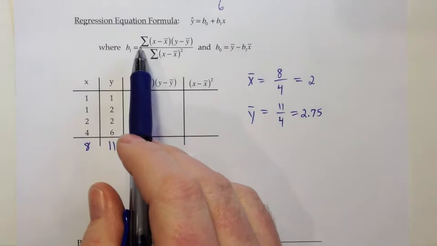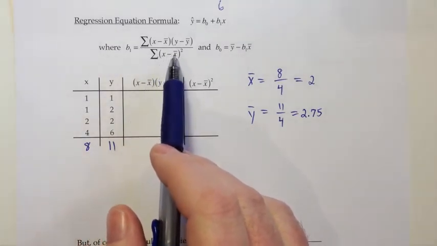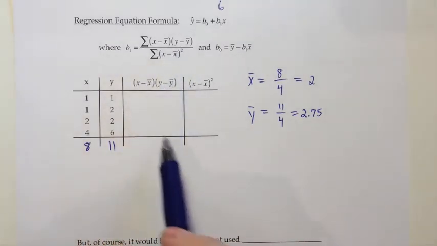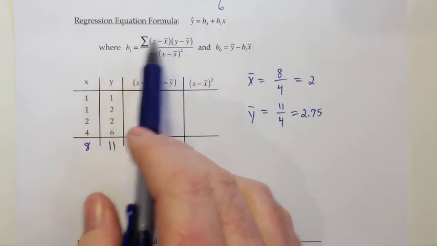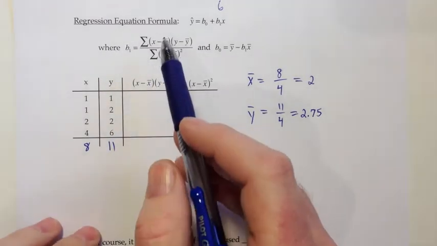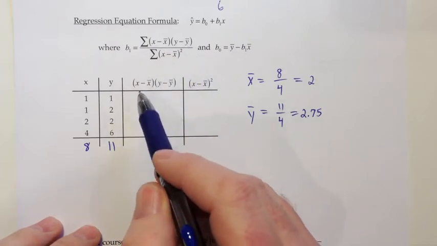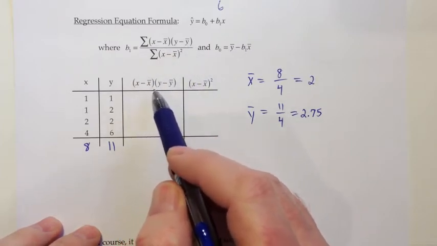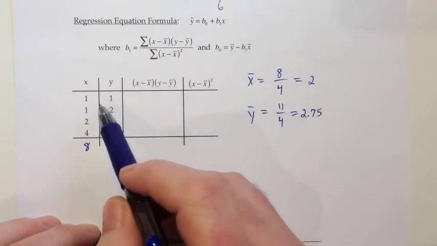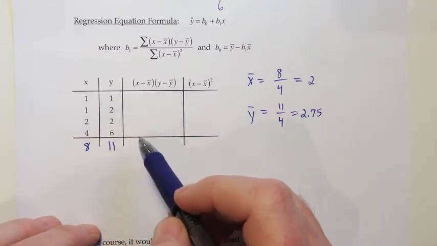Whenever you see a sum, you want to make a column that has that heading, and the total of that column would be your sigma, or sum. So when I see this sigma of x minus x bar times y minus y bar, I want a column with a heading of x minus x bar, y minus y bar, and then I want to do that for each of these 4 ordered pairs.